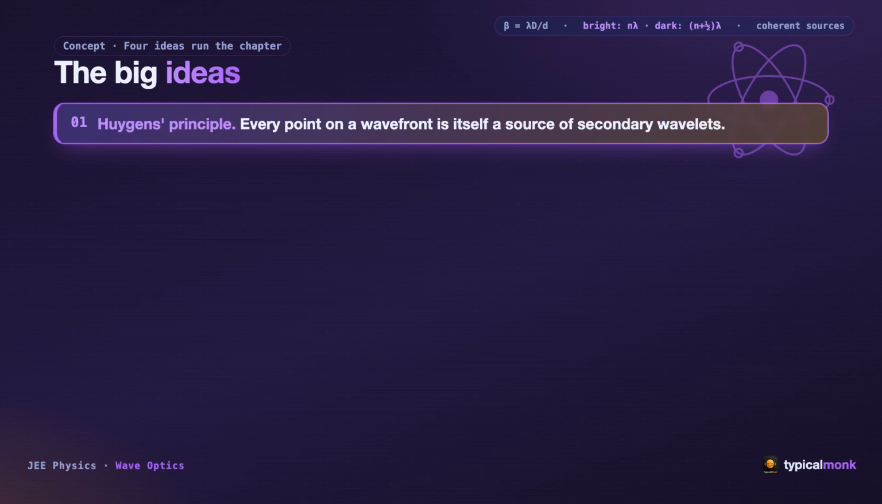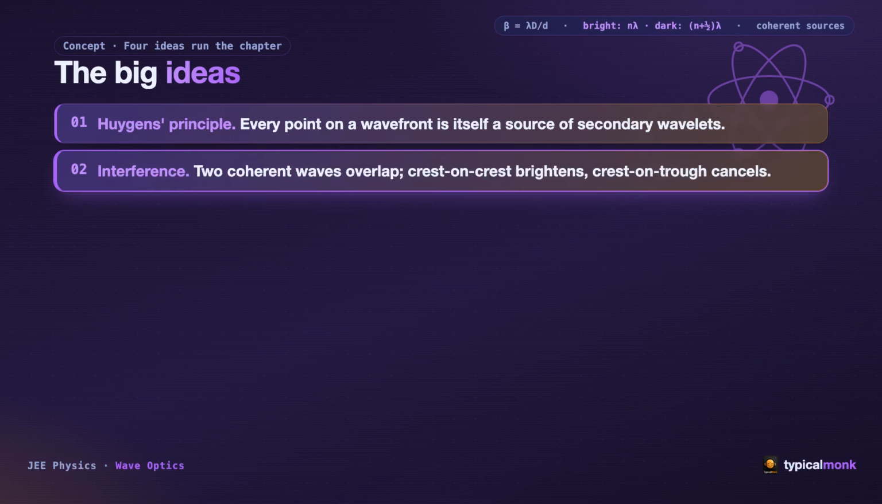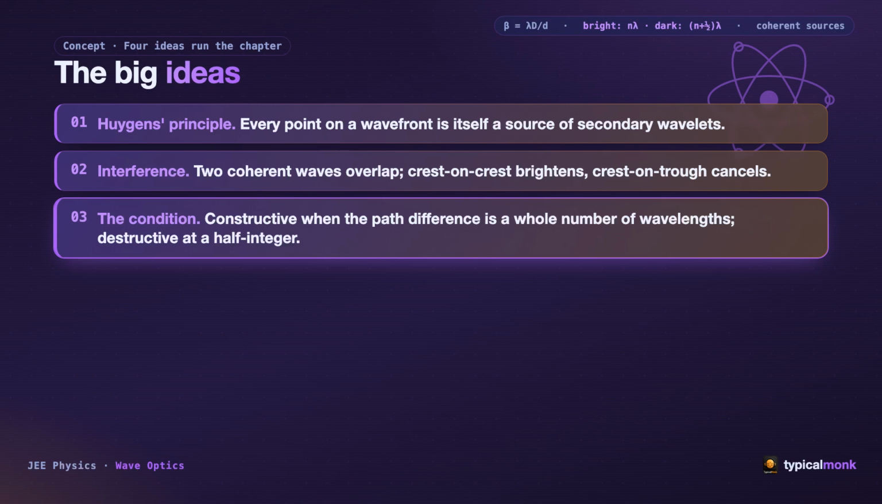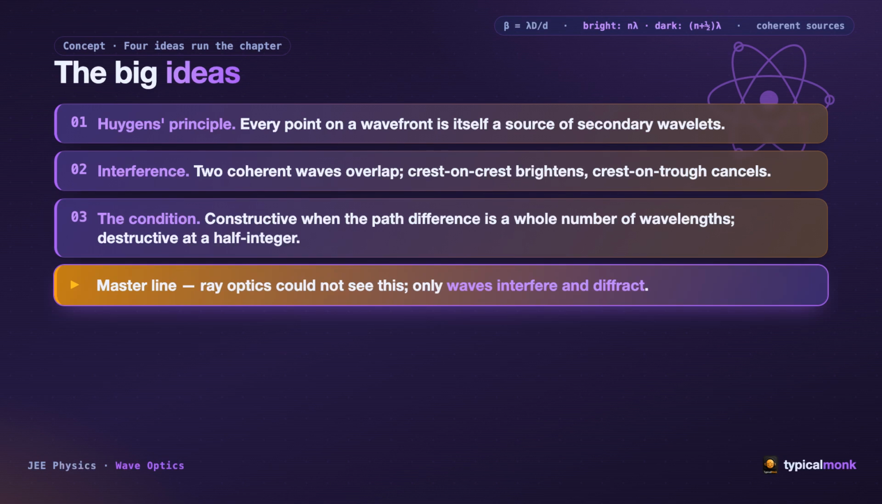Look at them together first. Huygens principle: every point on a wavefront is itself a source of secondary wavelets. Interference: two coherent waves overlap, crest on crest brightens, and crest on trough cancels. The condition: it is constructive when the path difference is a whole number of wavelengths and destructive at a half integer. Master line: ray optics could not see this. Only waves interfere and diffract.